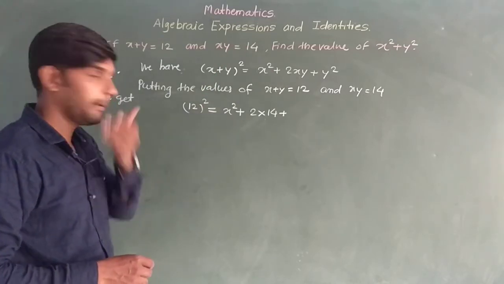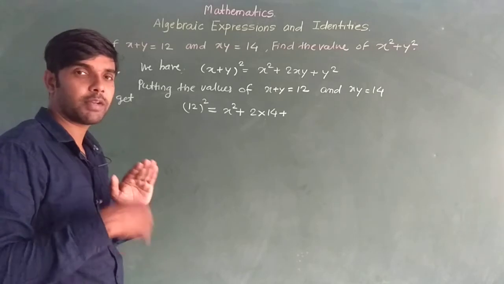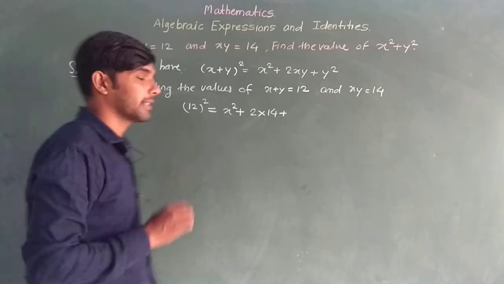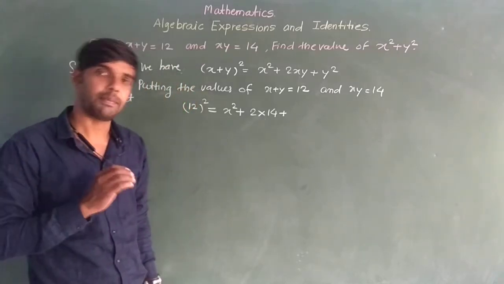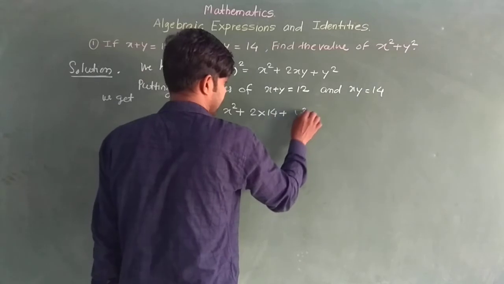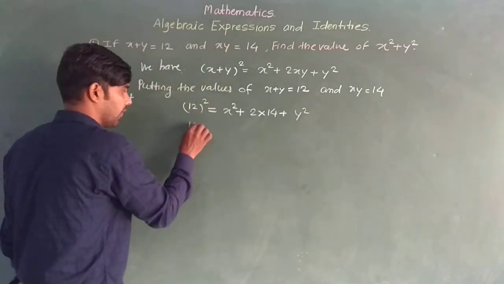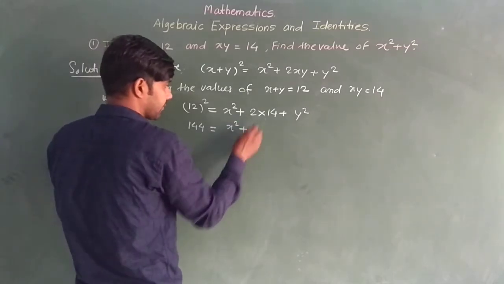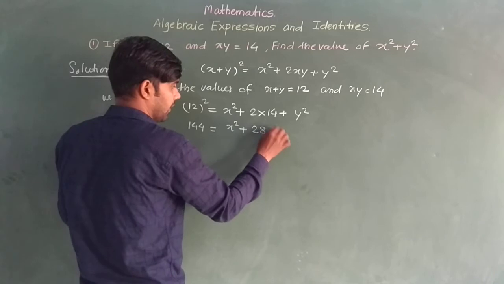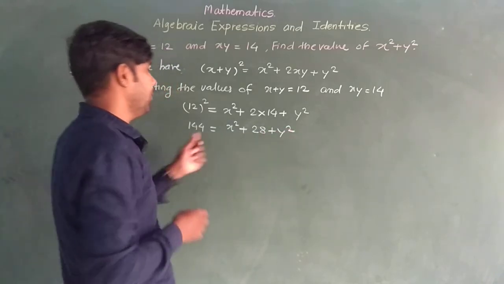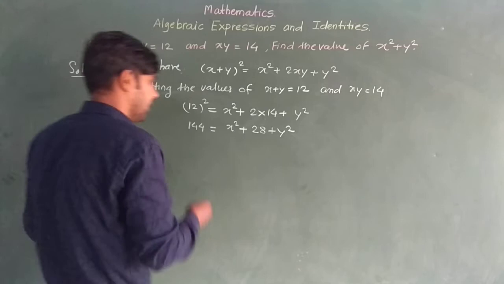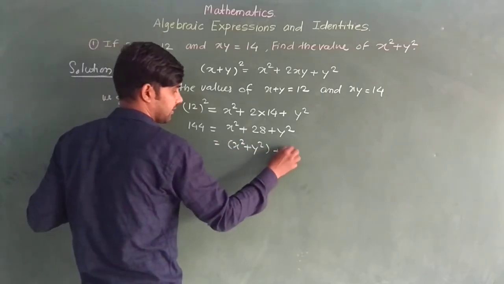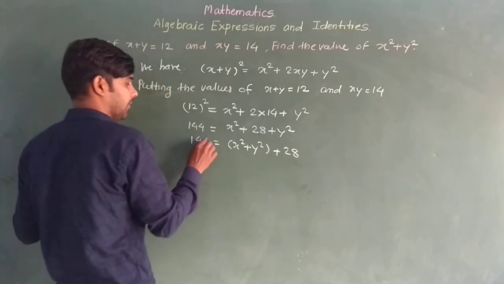expanding the identities. That means (a plus b) bracket square is equal to a square plus 2ab plus b square. In this case, (x plus y) bracket square is equal to x square plus 2xy plus y square. So 12 square is equal to 144, is equal to x square plus 14 into 2, that is 28, plus y square. Now we want here x square plus y square. So we write x square plus y square plus 28. This 144 as it is.